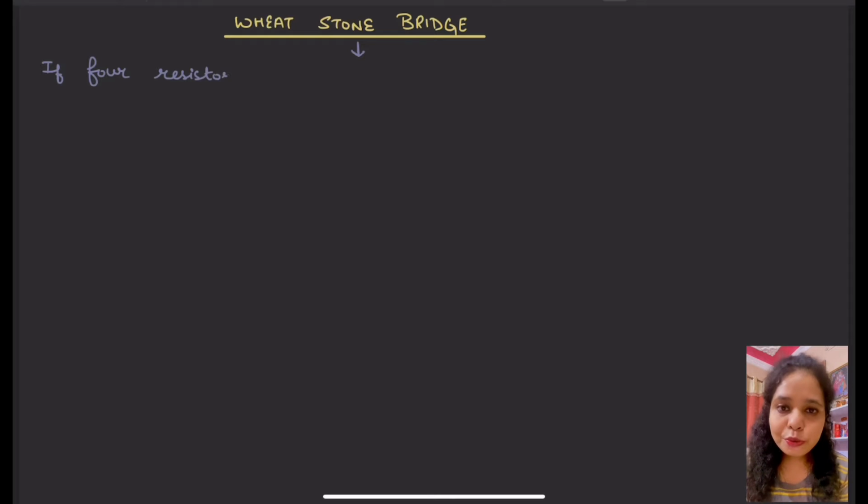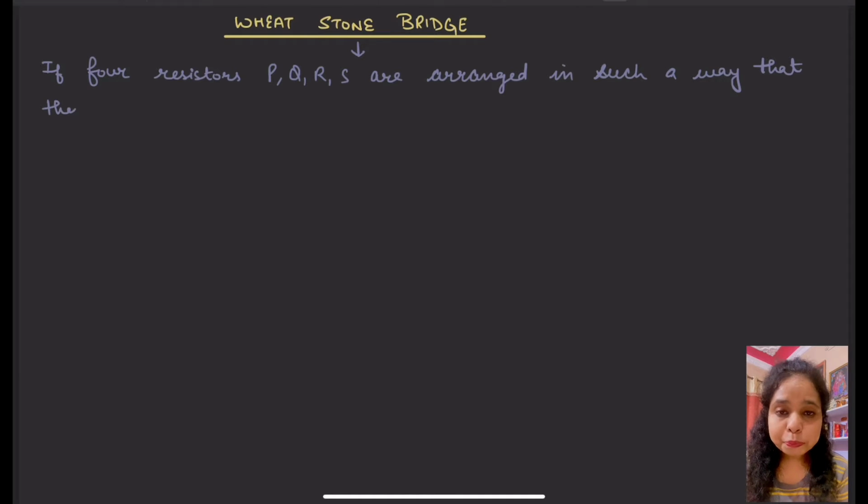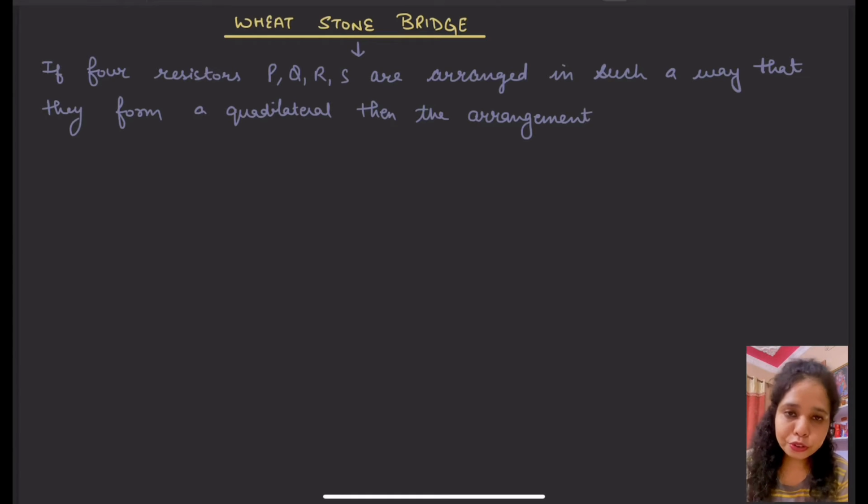In Wheatstone Bridge, we need 4 resistors, P, Q, R and S, and these 4 resistors are arranged in such a way that they form the arms of a quadrilateral. Then the arrangement is called a Wheatstone bridge. That means we need to take 4 resistors named P, Q, R and S, and arrange these 4 resistors in the form of a quadrilateral, and this arrangement is named a Wheatstone bridge.